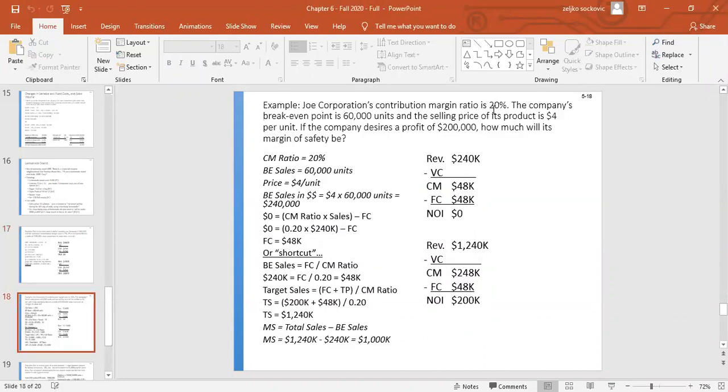Okay, contribution margin ratio is 20%, the company's break-even point is 60,000 units, selling price is $4. Same thing. If $4 is the price and 60,000 units, well, what's your revenue? 240,000. Your contribution margin ratio, okay, so same procedure. See, same procedure, just given different information.